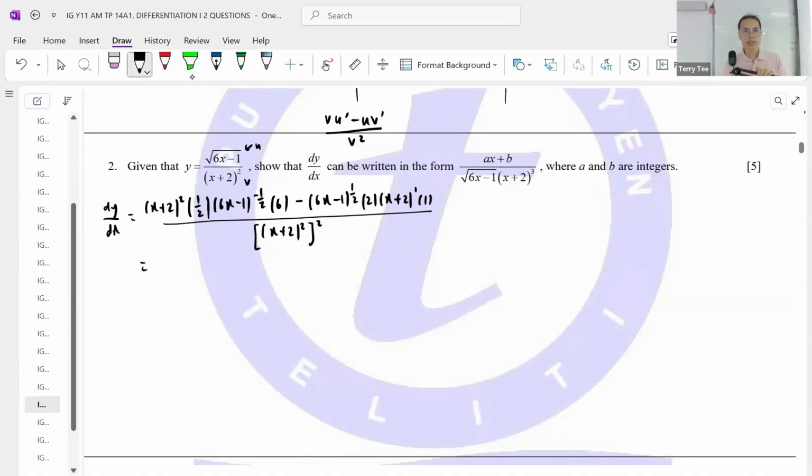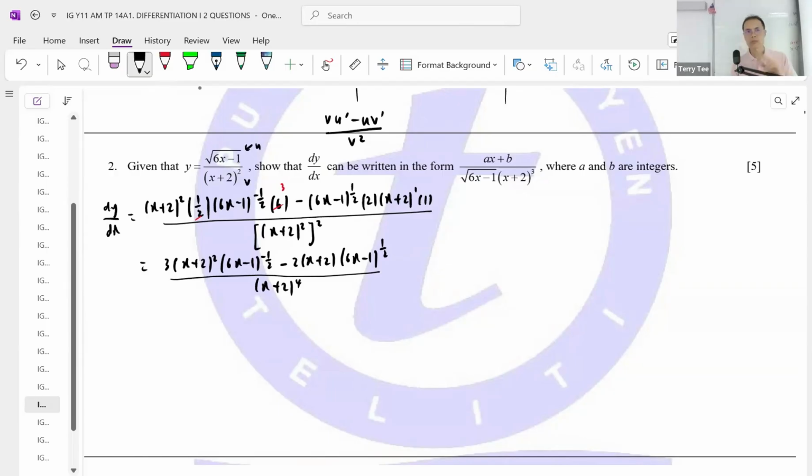So let's simplify. I can cancel 2 and 6, left with 3. So we put them together. This one, you need to factorize. But before I factorize, maybe I do it slowly one by one, it's easier to see. I write 3 with the x plus 2 squared, 6x minus 1 power negative half. There's another 2 with the x plus 2 that I put in front. The 6x minus 1 power half I put at the back. Divide by x plus 2 power 4.